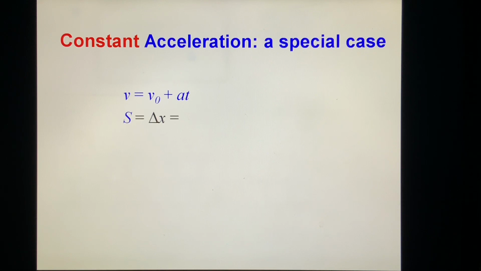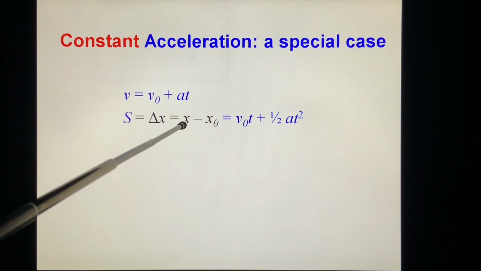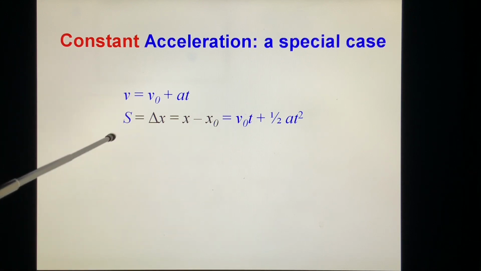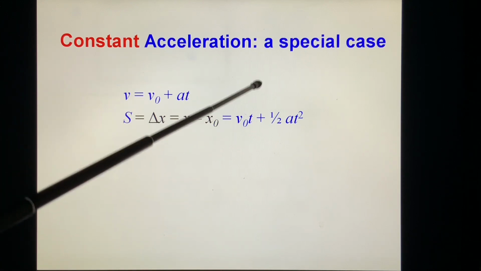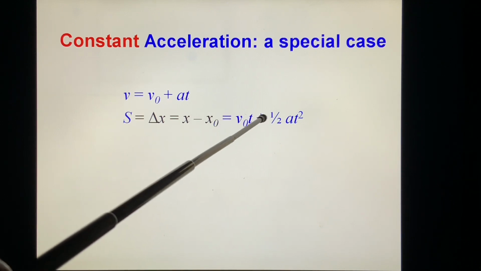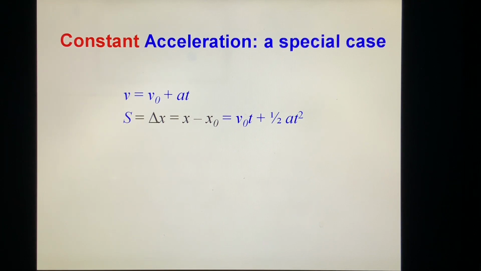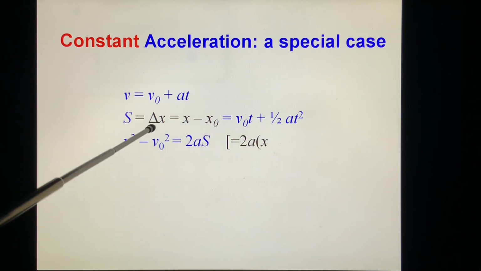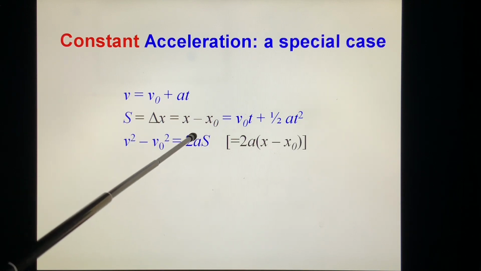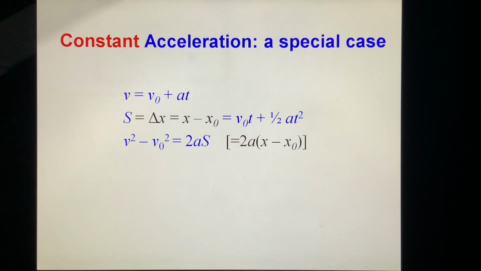Second equation is the distance traveled, x minus x0, okay? This is equal to v0t plus half a t squared. This formula you should be familiar with. And we have a final one: v squared minus v0 squared equals 2as, and s equals x minus x0. These three equations we are going to use again and again. You should remember that.